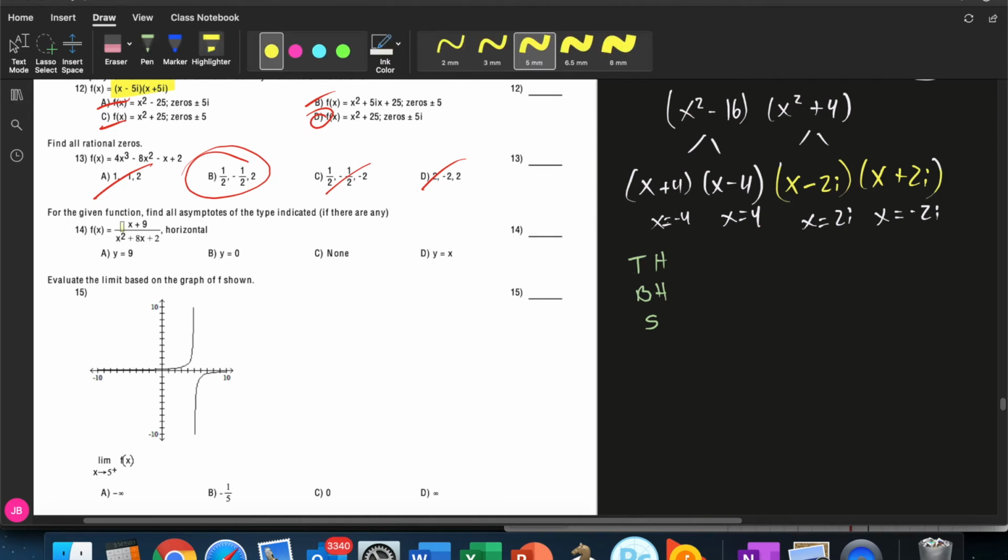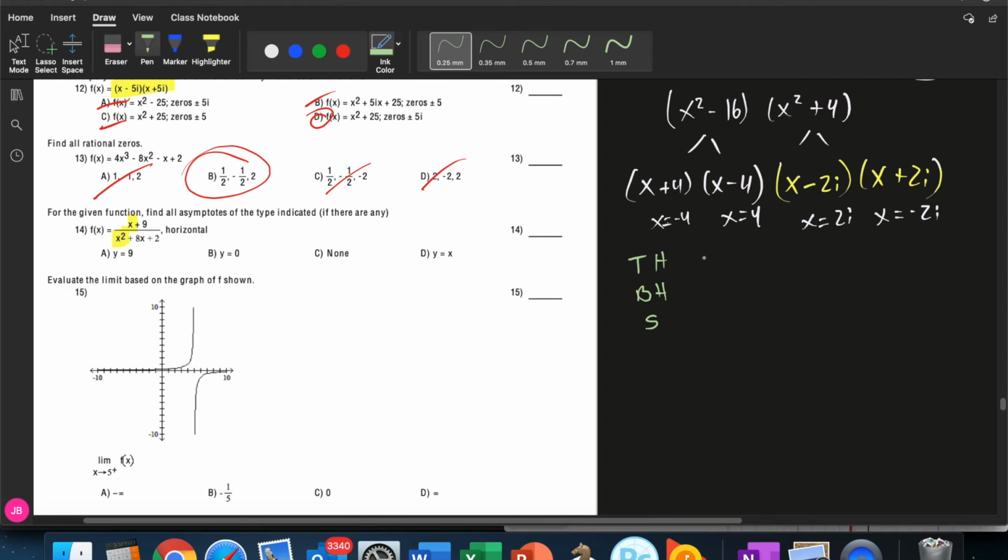If you look at the degree, this has a degree of just 1. This has a degree of 2 because of that 2 there. So we're looking at the leading terms in this case, right? So the leading term has a degree of 1. Leading term in the denominator has a degree of 2. So this is going to be a bottom-heavy function. Okay, so this is a bottom-heavy function.